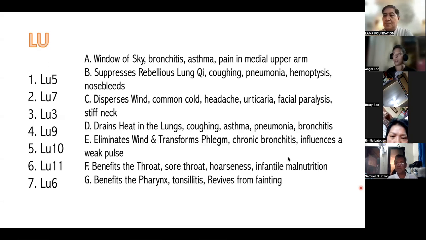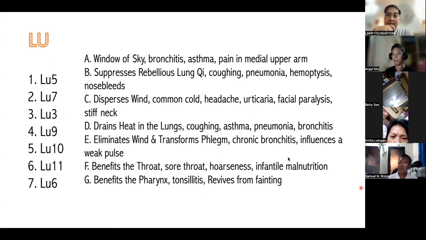Okay, number 7, lung 6. Lung 6 po is the Xi cleft point, and my answer po is letter B: suppresses rebellious lung chi, coughing, pneumonia, hemoptysis, and nosebleed po.